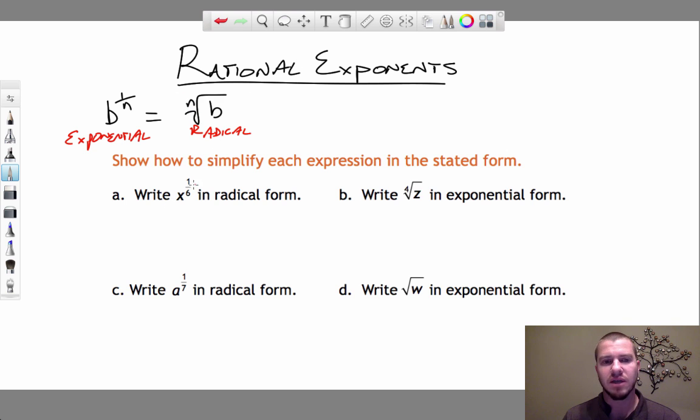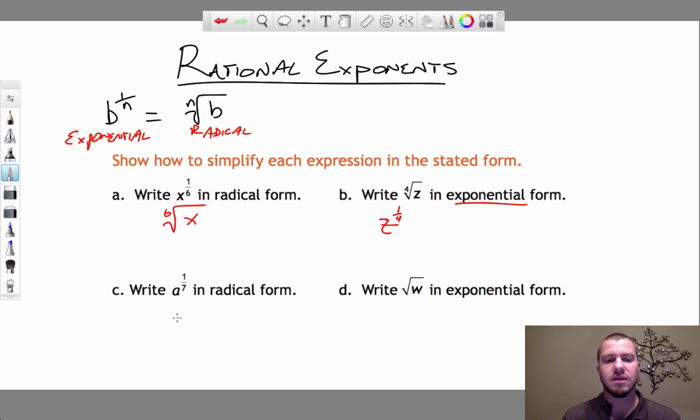So to write this in radical form, that becomes the 6th root of x, because that denominator becomes the index, and that's it. And then to go the opposite way, when you're given a radical form and you're trying to write it in exponential form, this becomes the denominator, so it's z raised to the 1/4.